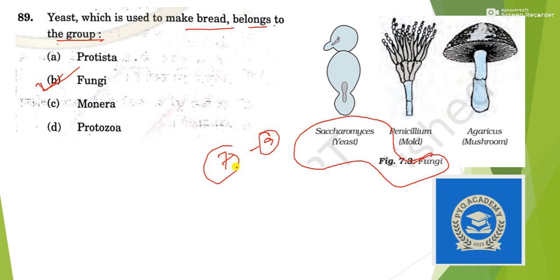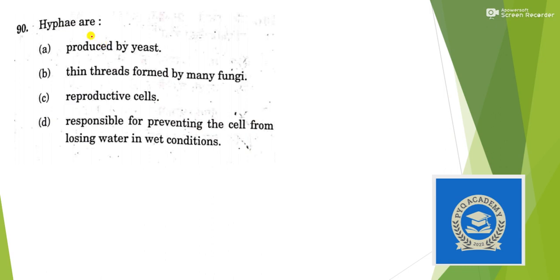Then hyphae. So yes, this is a question from higher NCERT. Okay, not from higher NCERT, it is an easy question, but the mention of hyphae is given in class 11 biology. You will not get mention of hyphae up to class 10. So answer here is option B, thin threads formed by many fungi.